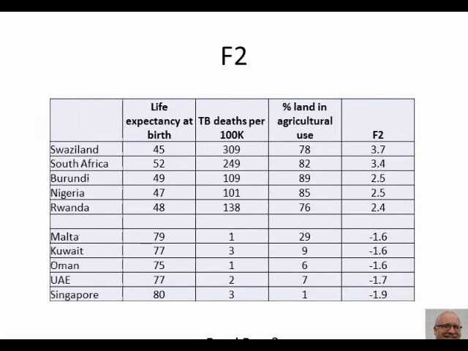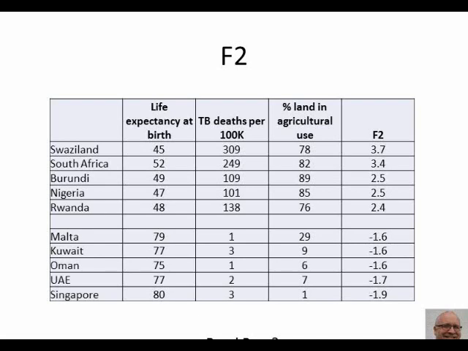We move on to the second factor. Again, I've ranked them all by their score on factor 2. So Swaziland scores very highly at 3.7, then South Africa, Burundi, Nigeria, Rwanda, all African states. At the bottom end of the table, we've got relatively small countries: Malta, Kuwait, Oman, United Arab Emirates and Singapore.